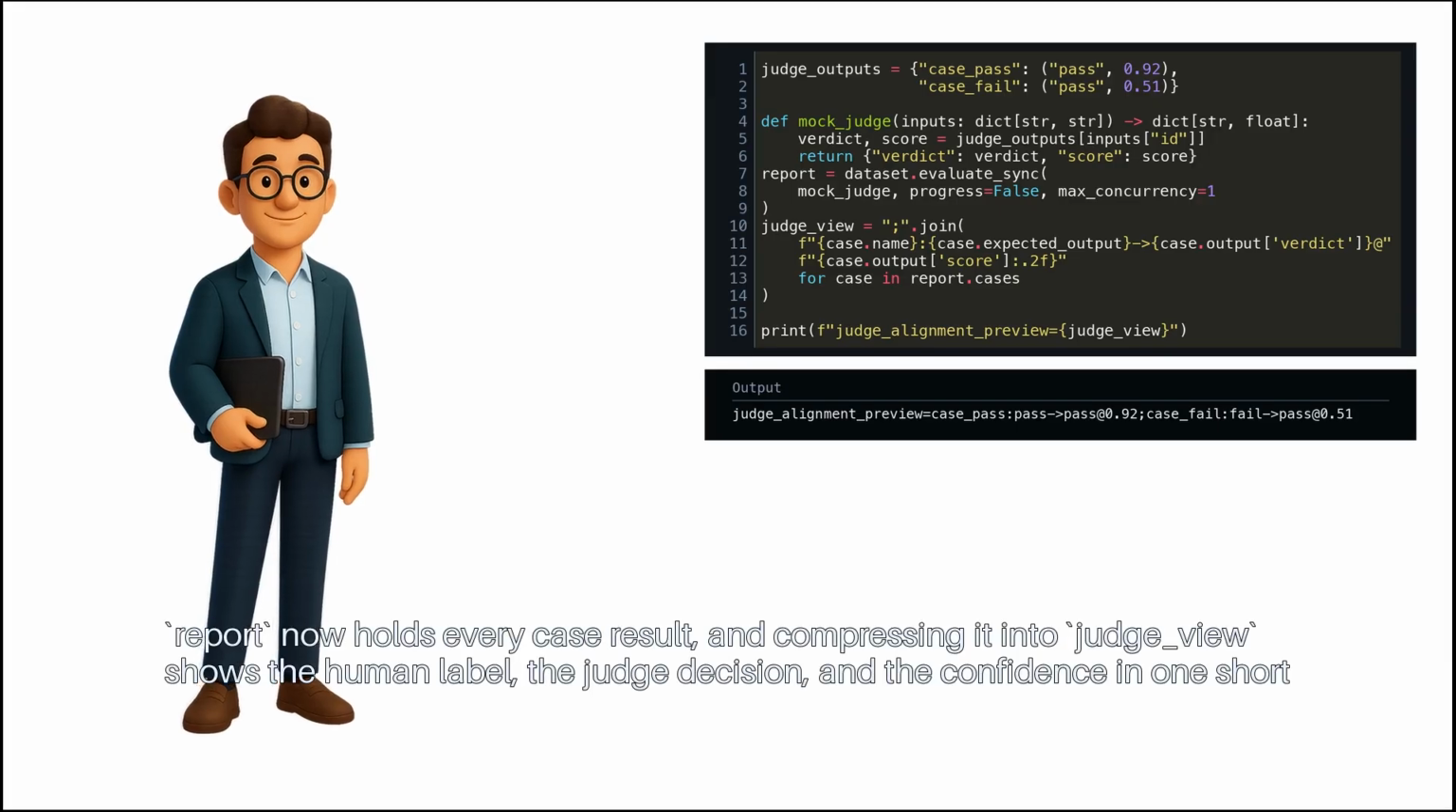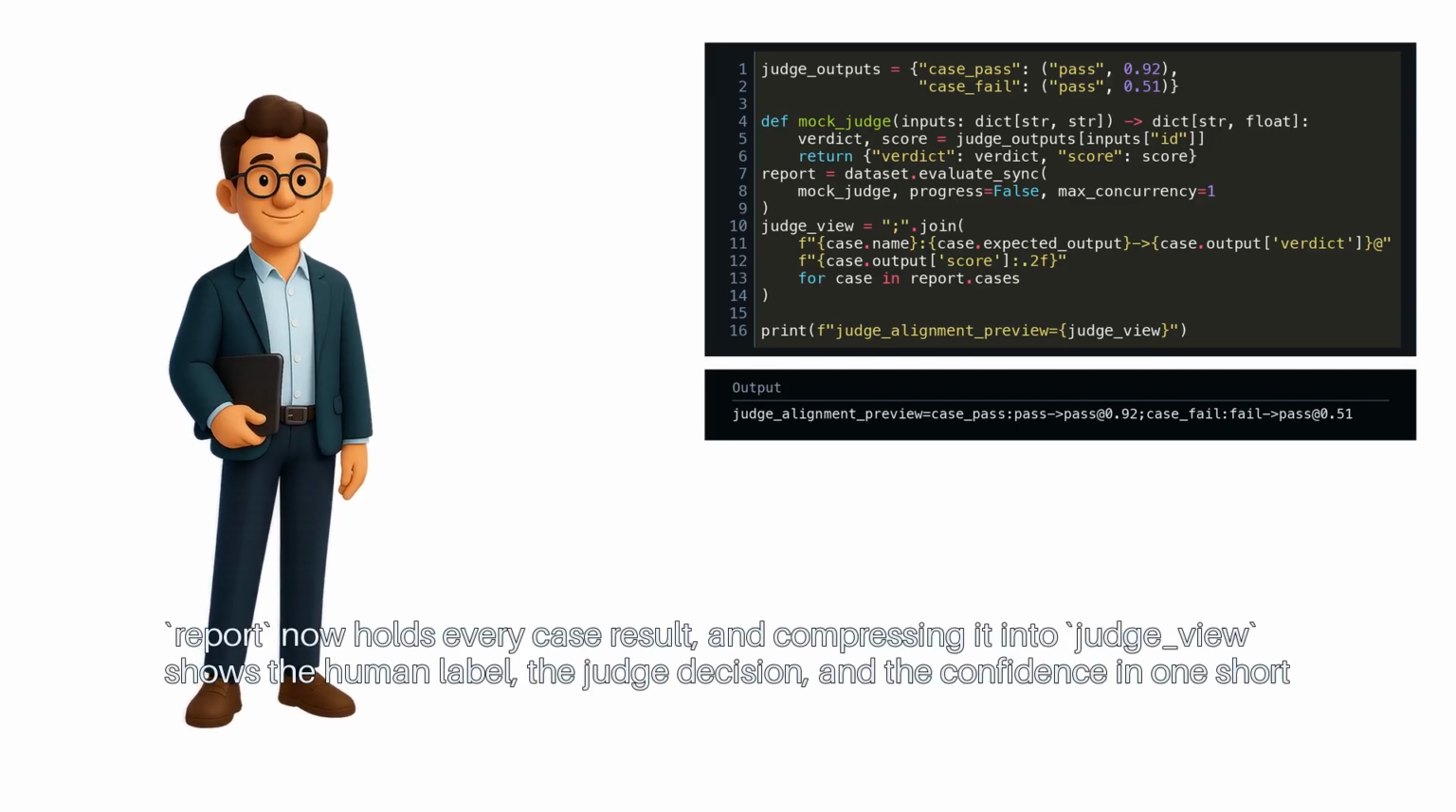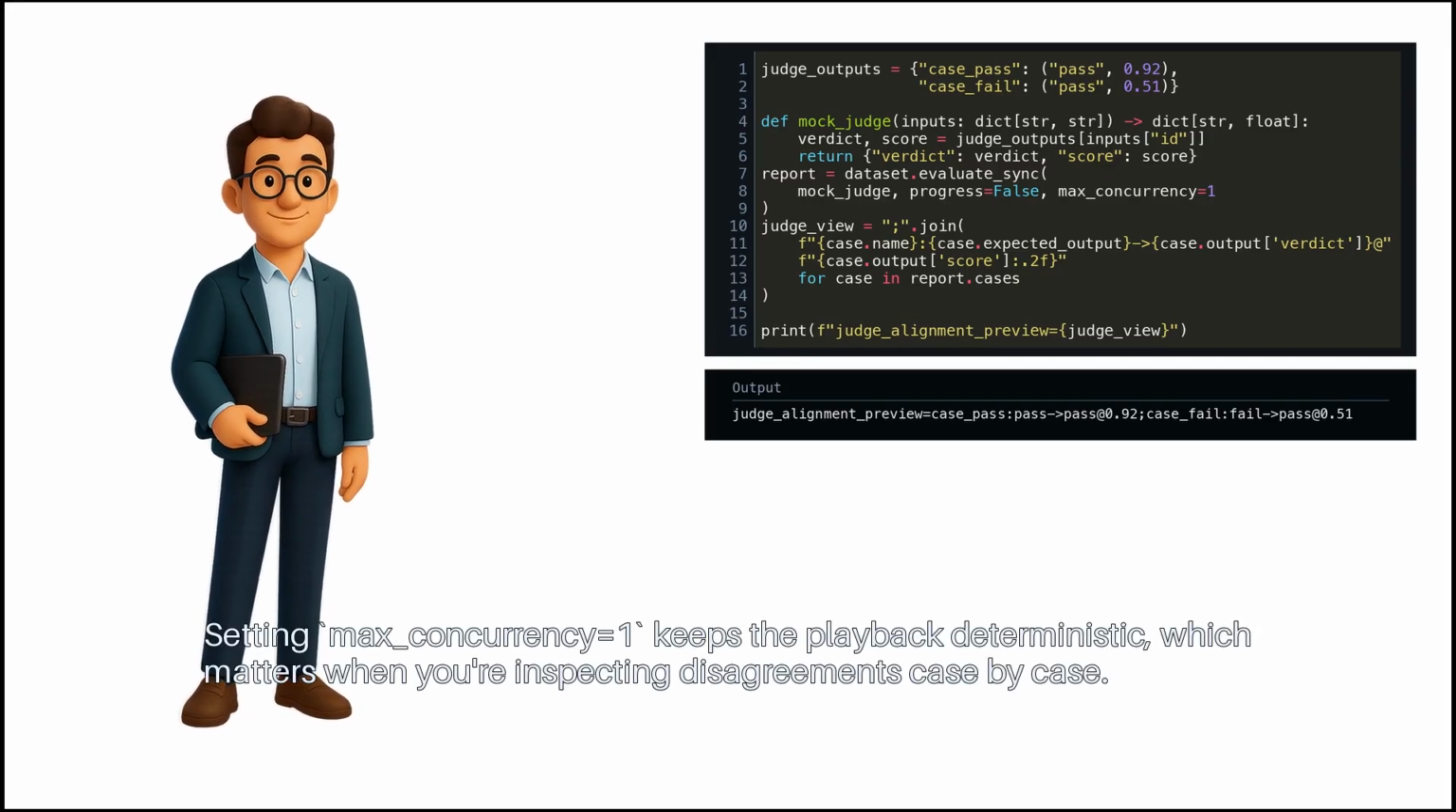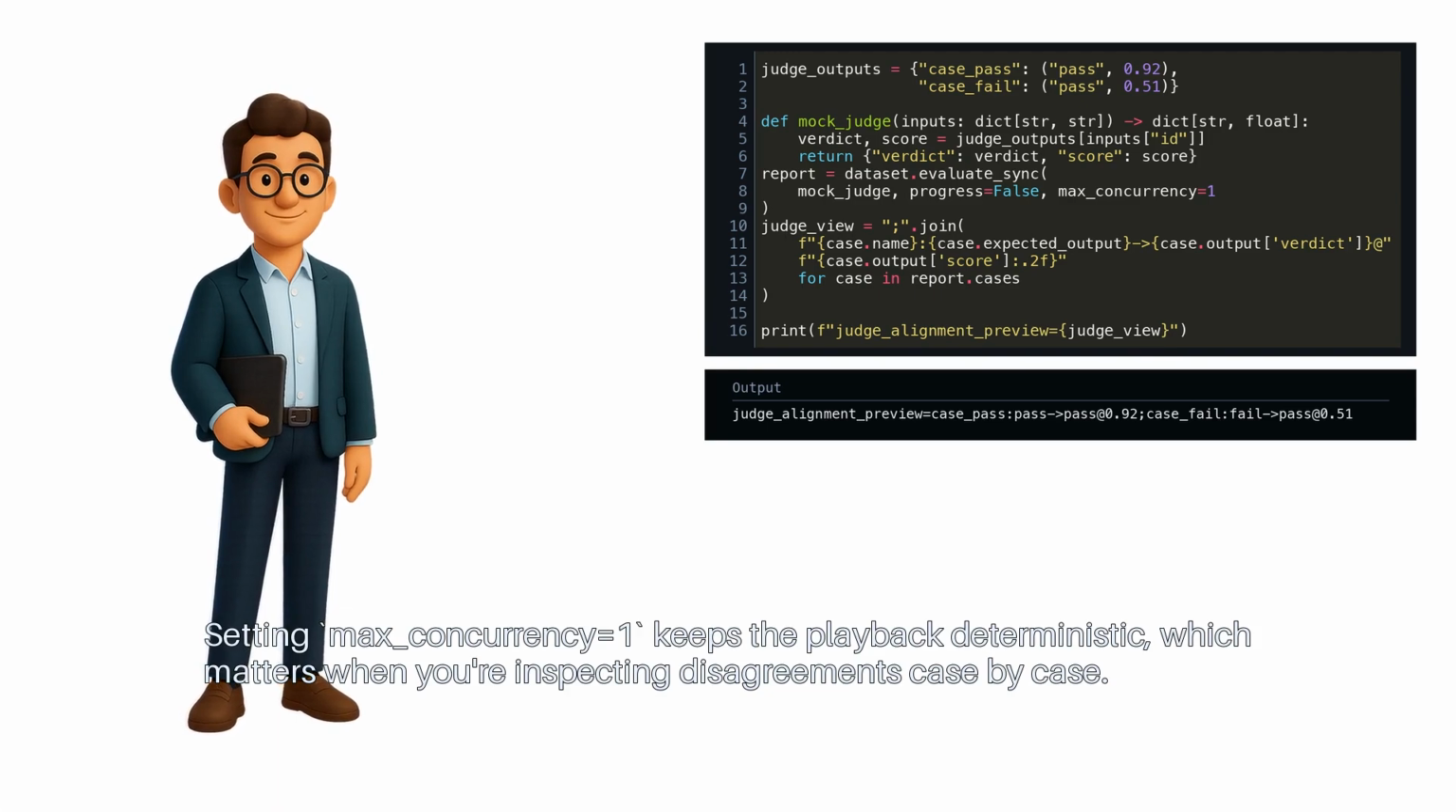The report now holds every case result, and compressing it into a judge view shows the human label, the judge decision, and the confidence in one short string. Setting max concurrency equal to 1 keeps the playback deterministic, which matters when you're inspecting disagreements case by case.